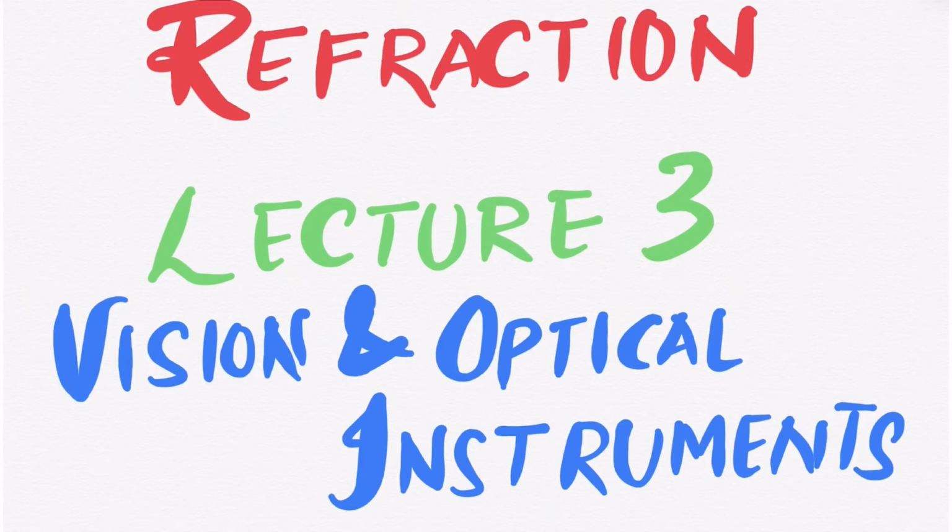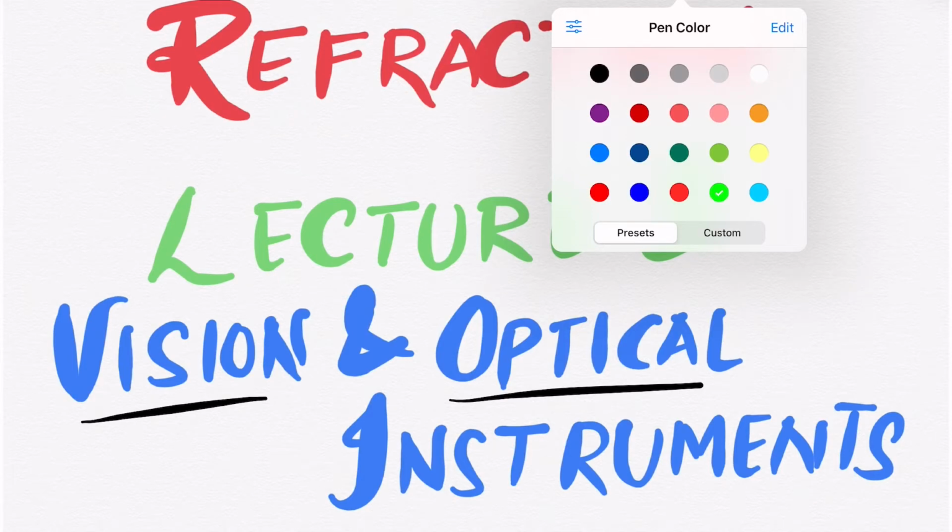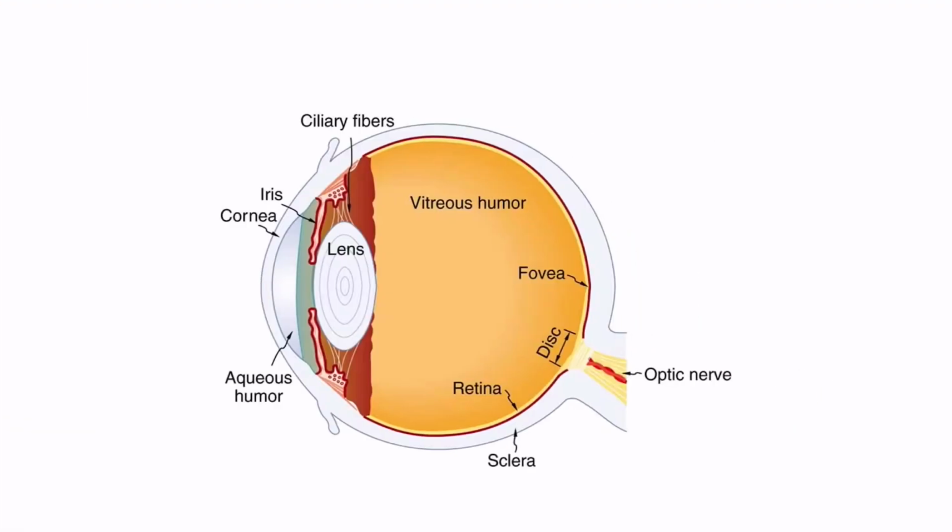So welcome to lecture 3 on refraction. In this lecture we'll talk about vision and optical instruments. So what are the optical instruments that we commonly use? Number one is your own eye.